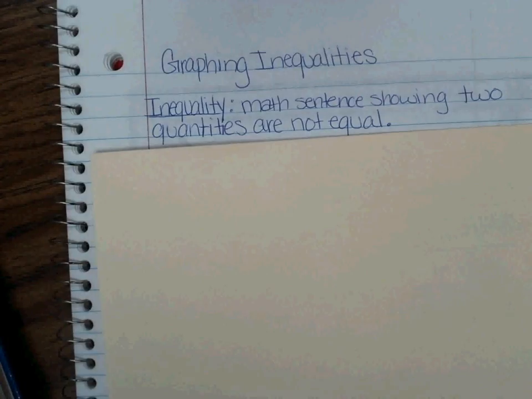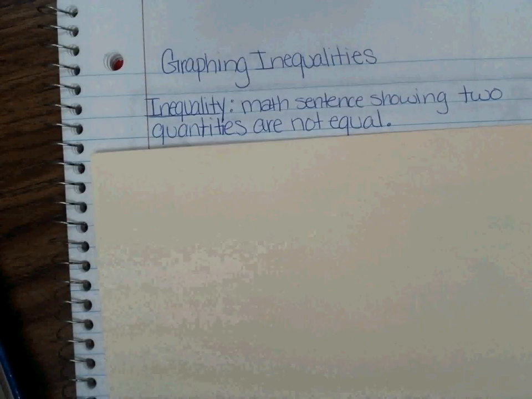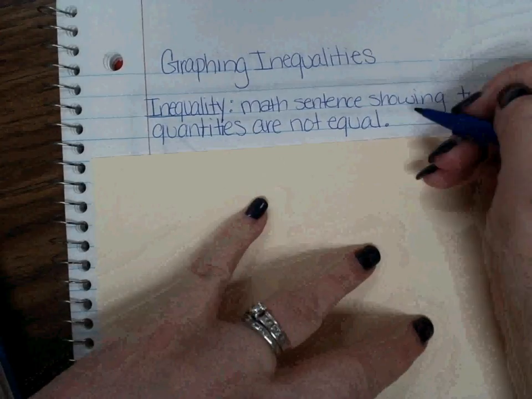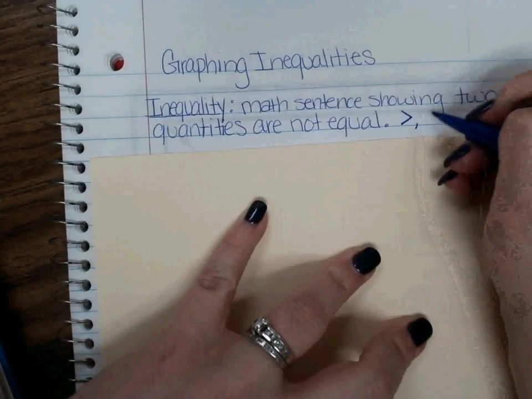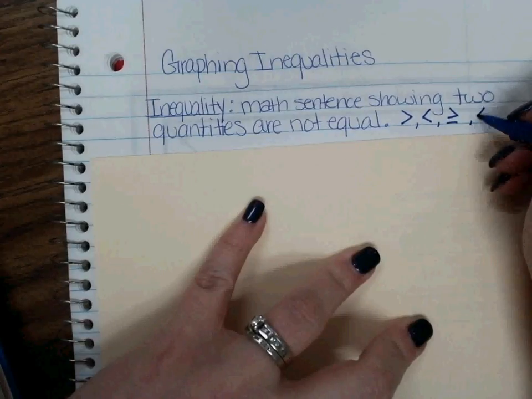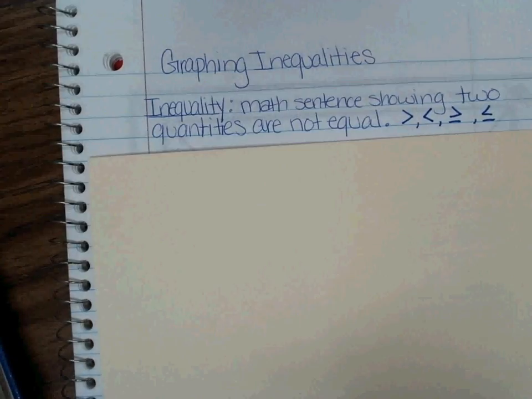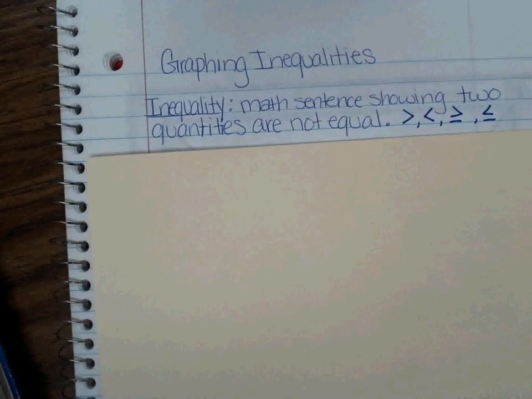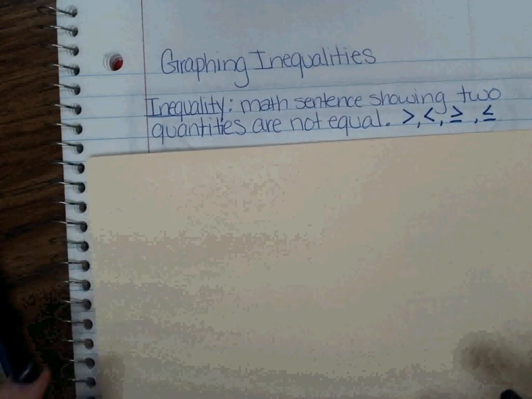So instead of an equal sign when we're looking at an equation, we're going to have different signs. So the signs that we see are the greater than sign, the less than sign, the greater than or equal to, and the less than or equal to. Those are the signs that we're looking at when we're talking about inequalities. And hopefully a light bulb went off in your head and you go, oh yeah, I've seen those before.